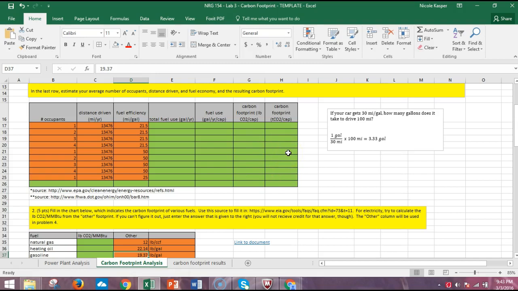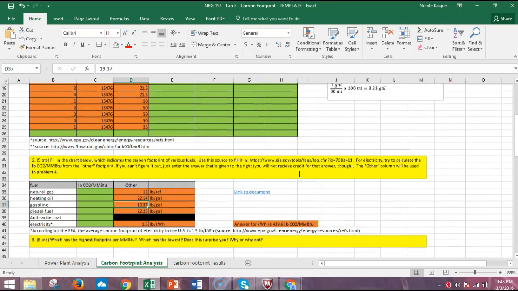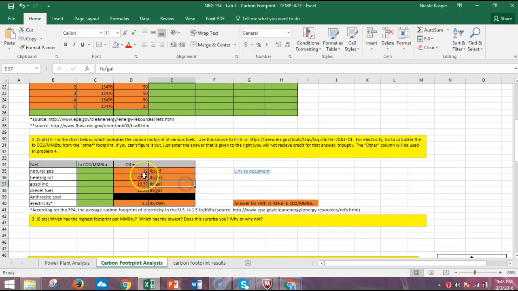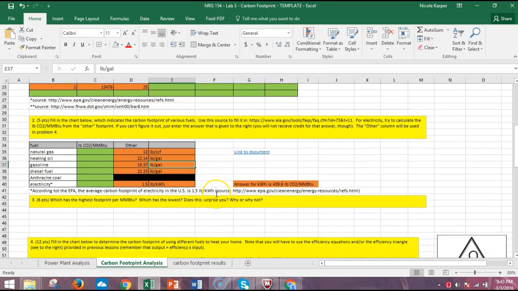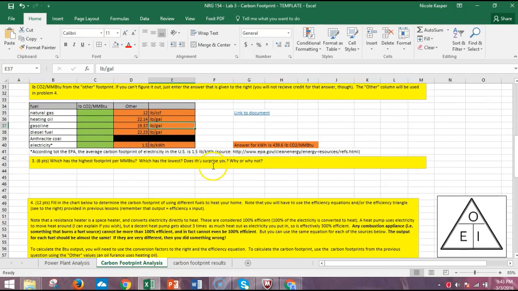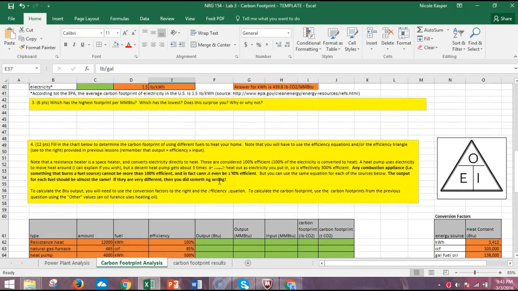So this will be an interesting exercise to see the impact of different fuel efficiencies and different occupancies, and how that actually impacts your carbon footprint per person. Now this one is really straightforward. You just have to click on this, go to this website, which is linked here, to fill in these cells. This is all described here, but you're going to have to calculate this one, and I've given you the answer over here in case you have trouble calculating it. Okay, so this is just a reflection question, number 3.